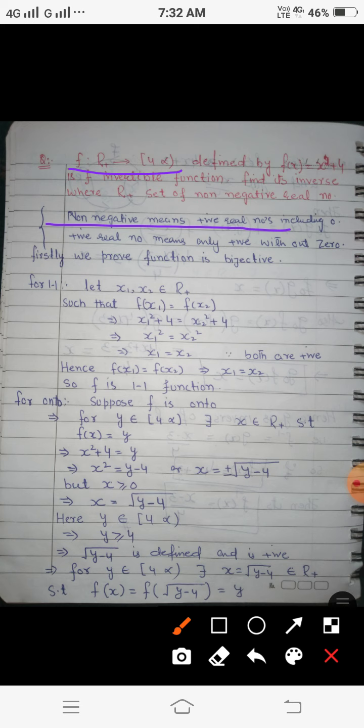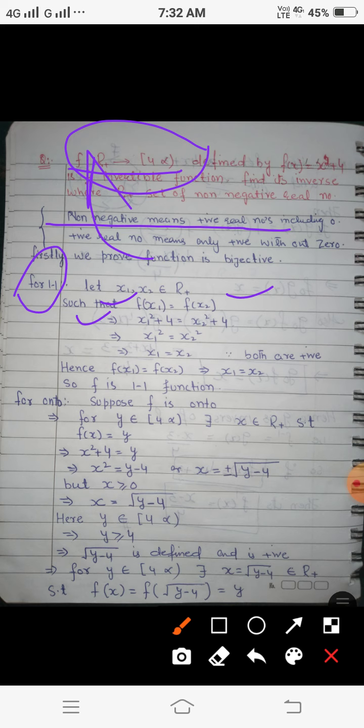Now firstly we will prove that this function from R+ to [4, infinity), defined by f(x) = x² + 4, is one-one and onto. Now for one-one, how to check? We take two points x1, x2 arbitrarily from R+, such that f(x1) = f(x2), which implies that x1² + 4 = x2² + 4, which implies that x1² = x2².